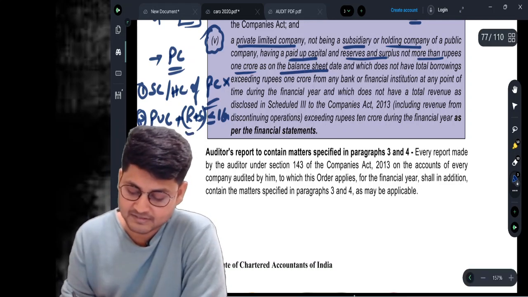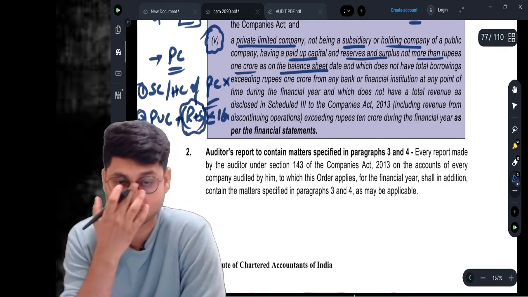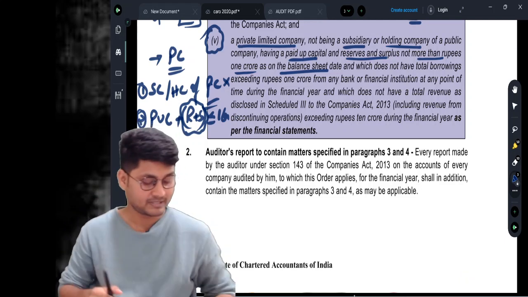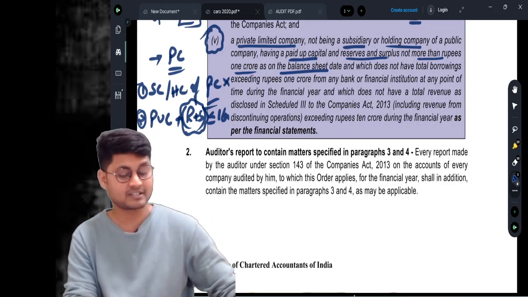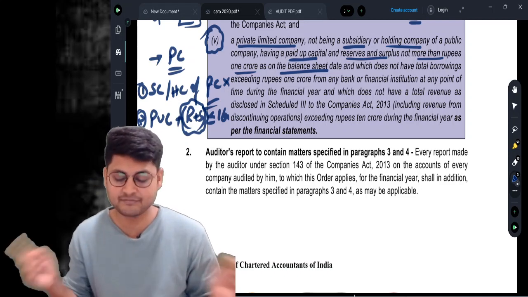So here, reserves and surplus means it can be any reserves and surplus. There are different types of reserves, right? Reserves which are restrictive in nature for their utilization, or reserves which are free in nature. Every reserve shall be added here.